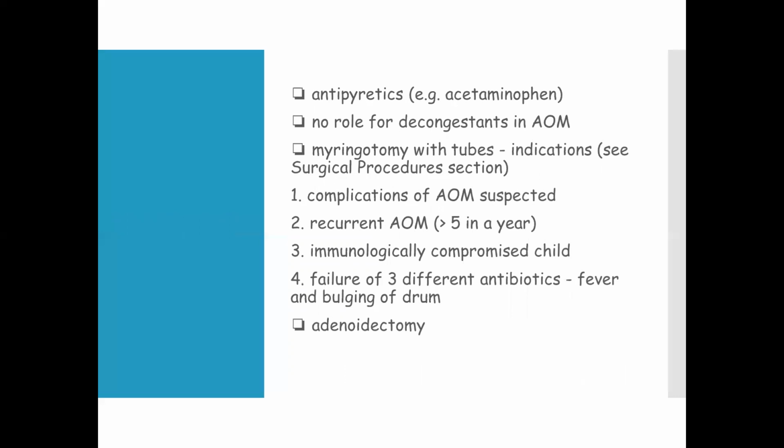So when would you go for myringotomy? The indications are when complications of acute otitis media are suspected. So basically, if you're suspecting any of the complications, you need to do a myringotomy. Then, recurrent acute otitis media, which is basically greater than 5 episodes in a year, an immunologically compromised child, failure of 3 different antibiotics, fever, and bulging of the drum. Then another treatment that you can do is adenoidectomy. So basically, the treatment of acute otitis media is antibiotics and antipyretics. However, if necessary, you can do a myringotomy or an adenoidectomy.